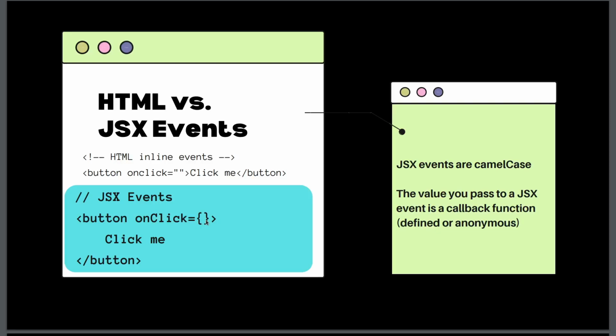You may remember from a previous video in the course that to embed a JavaScript expression into JSX markup, we need to use curly braces, as you can see here. So we can see the same information on this right side window, that JSX events are camel case, and the value you pass to a JSX event is a callback function, either defined or anonymous. And if you're wondering what I mean by that, we are going to look at that right now after we go and recreate something very similar to this for a little practice.